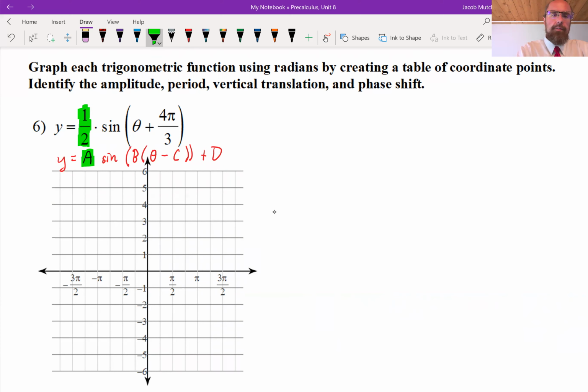I don't have a b value. There's nothing in front of theta. I do have a minus c plus 4 pi over 3. And that is a phase shift. Something we didn't see a whole lot in the previous example. And I do not have a vertical shift. So I've got different kind of transformations occurring here. Let's graph this one. So again, what I'll do is I'll start to create a table.